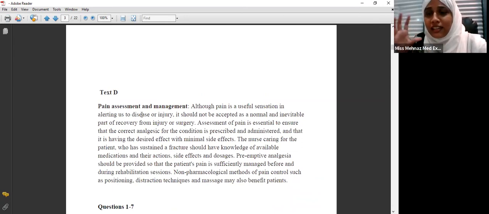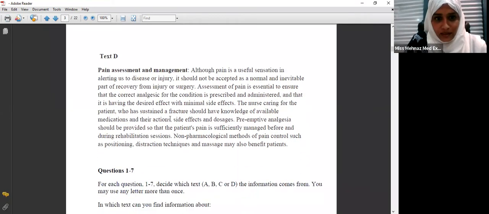From this, I get an idea that if it is something about disability, it mostly must be in rehab. If it is about management, it's mostly going to be in this text D. Just reading the heading, you get an idea. So that is the reason Text A is easy compared to the rest.